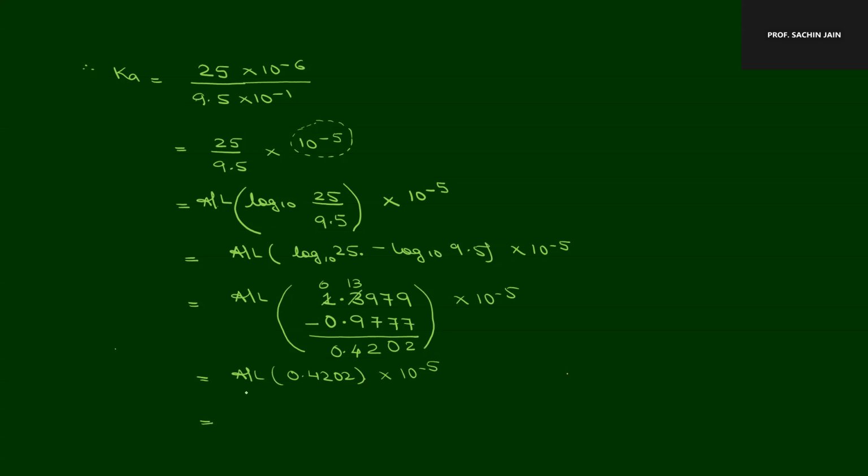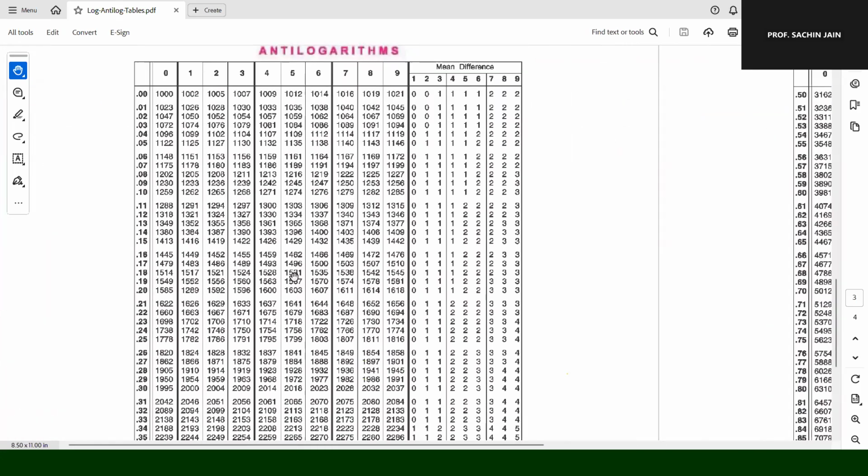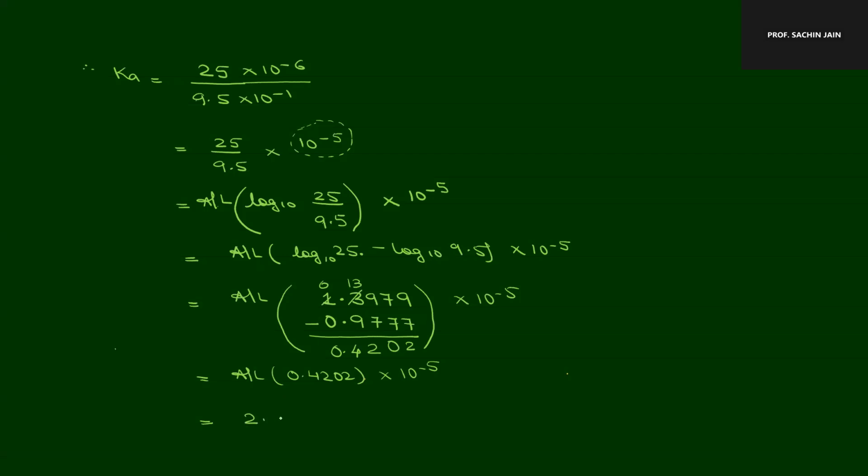So 42 का 0 का 2 antilog table. So go to the antilog table, उसका 42 का 0 का 2, 2630 है, and 1 ऐड करना है, so आ गया 2.631. So answer is 2.631 into 10 raised to 0, which is 1, and 10 raised to minus 5. Therefore, finally, Ka का answer is 2.631 into 10 raised to minus 5 is your answer.